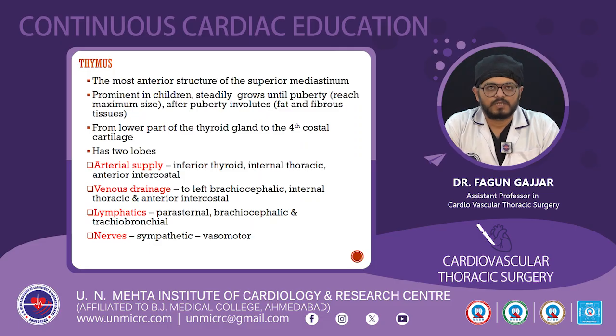It has two lobes. Arterial supply is via the inferior thyroid, internal thoracic, and the anterior intercostal arteries, while the venous drainage is to the left brachiocephalic, internal thoracic, and the anterior intercostal veins. Lymphatics drain into the parasternal, brachiocephalic, and tracheobronchial nodes, and the nerves are sympathetic, which is vasomotor to the vasculature.